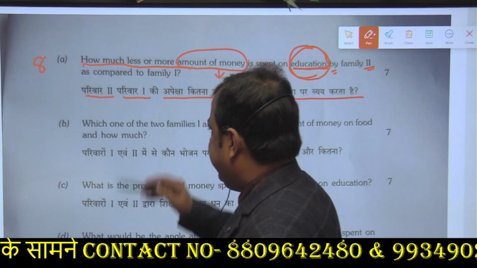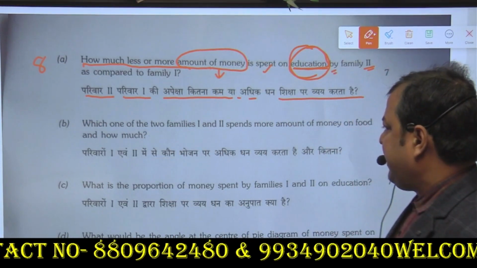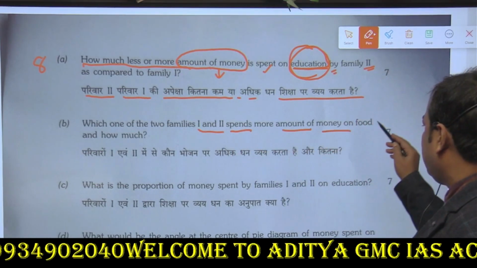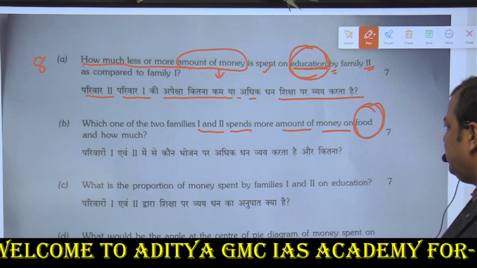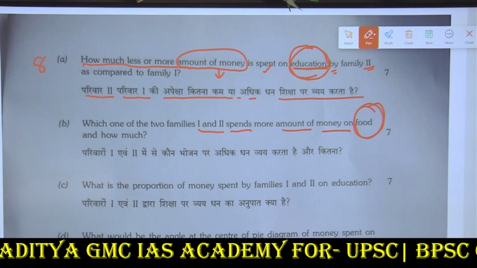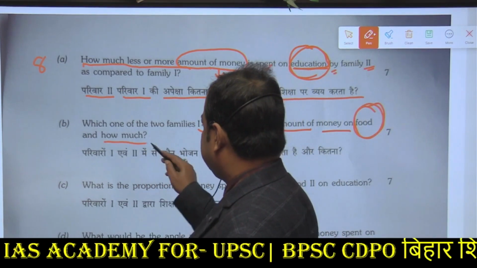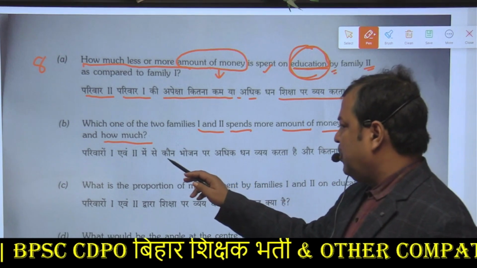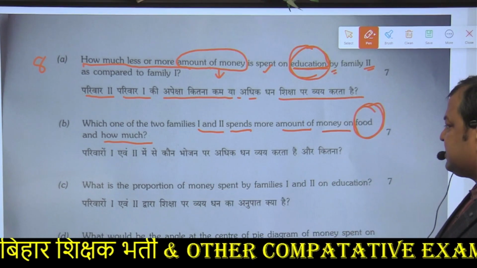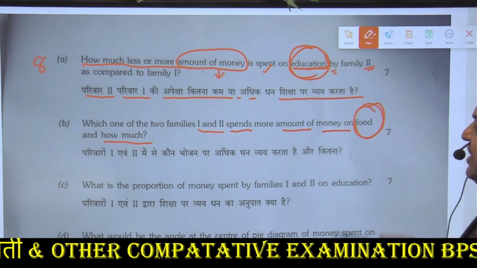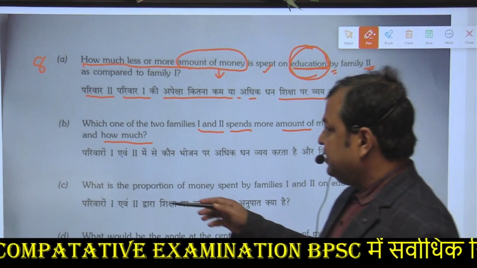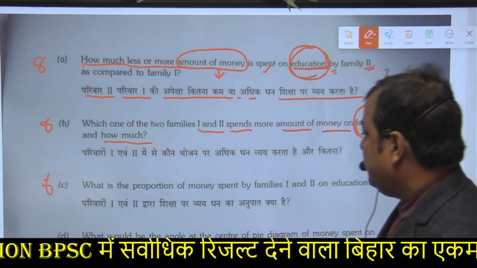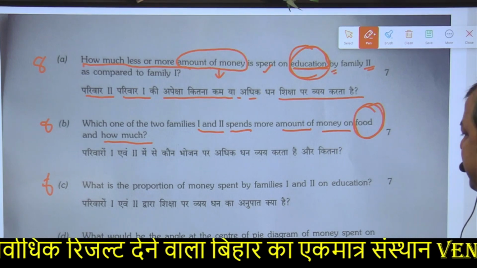So this is the 8A. 8B: which one of the two families 1 and 2 spends more amount of money on food? In this question food item keep in mind, and how much more it spends, कितना अधिक, यानी एक और दो परिवारों में से कौन भोजन पर अधिक खर्च करता है धन का और कितना अधिक करता है, ये निकालेंगे. So 8B.